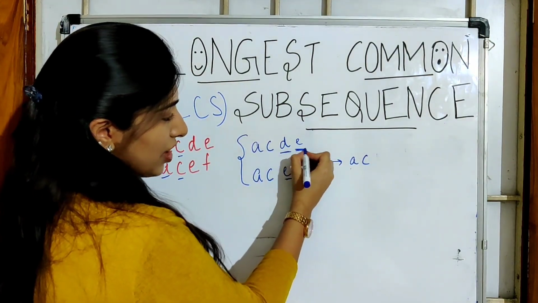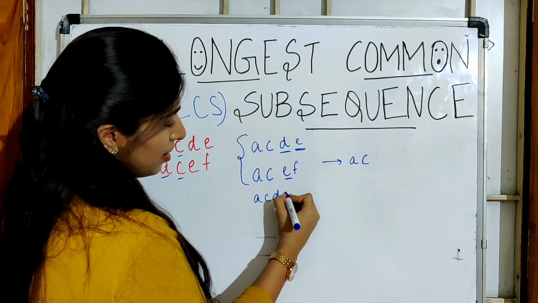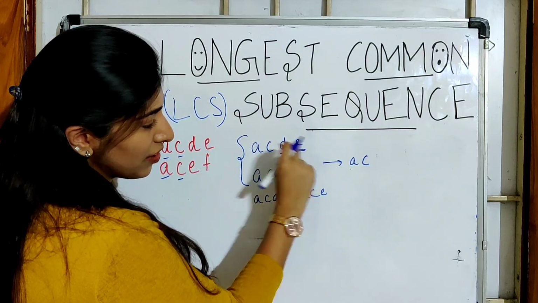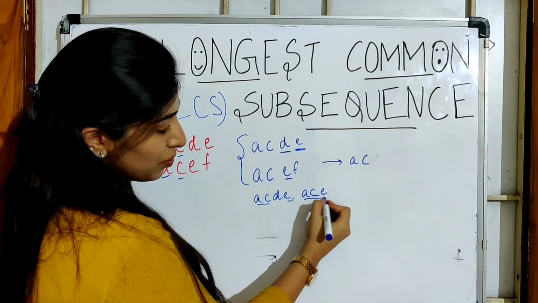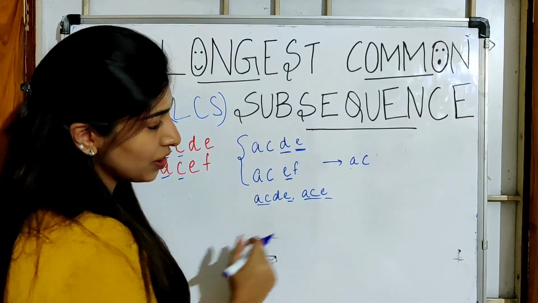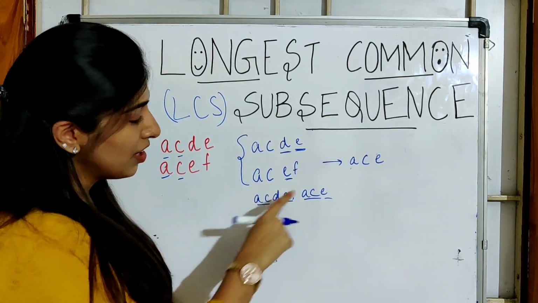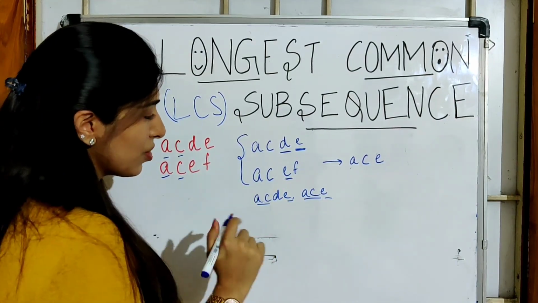Now if I check whether this E will contribute. So ACDE and ACE, I am not taking this F and just checking whether this E will contribute or not. So yeah, it can contribute because LCS of these two will be ACE, which is longer than the answer that we have. Then yeah, this can contribute. So ACE is one particular solution possible.